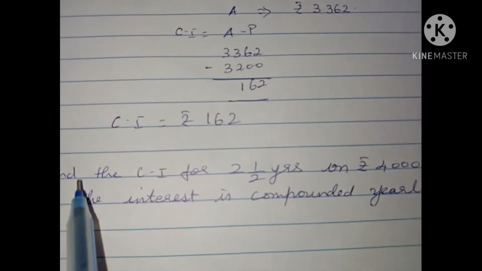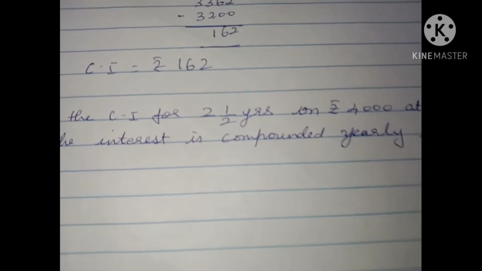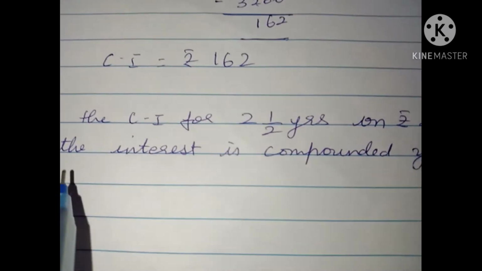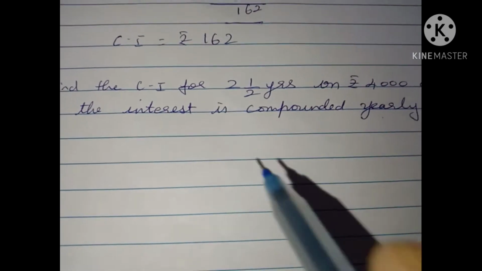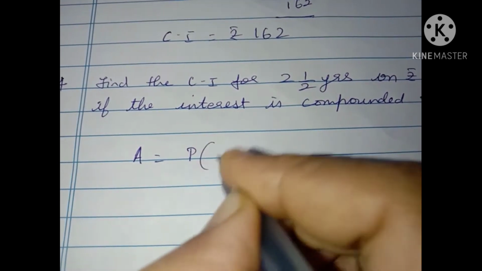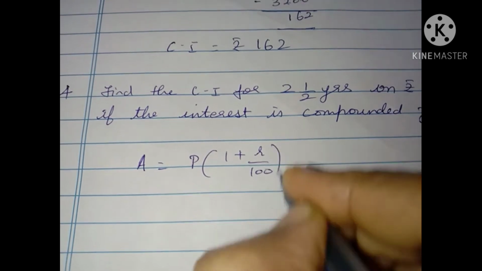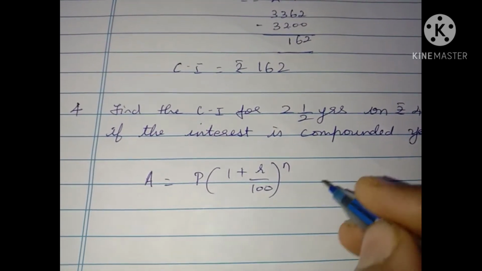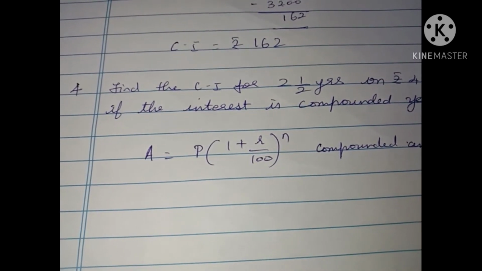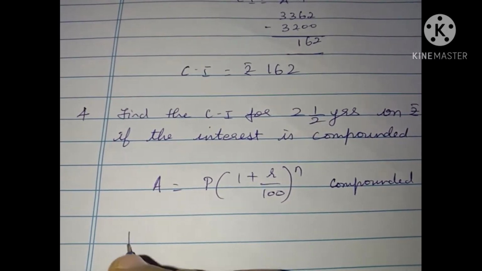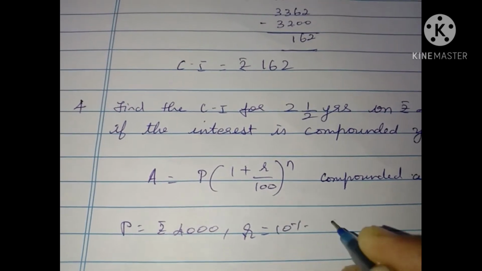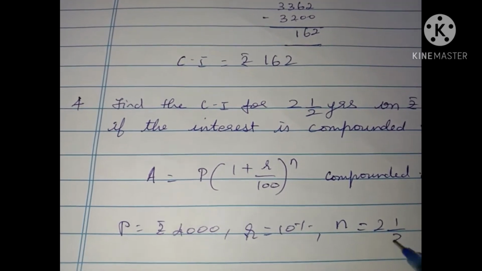Fourth question: find the compound interest for 1 by 2 years on rupees 4,000 at 10% per annum if the interest is compounded yearly. Yearly means annually. Therefore, A is equal to P into (1 plus R by 100) the whole power N. Here it is compounded annually. P value is equal to 4,000, R is equal to 10%, N is equal to 1 by 2 years.